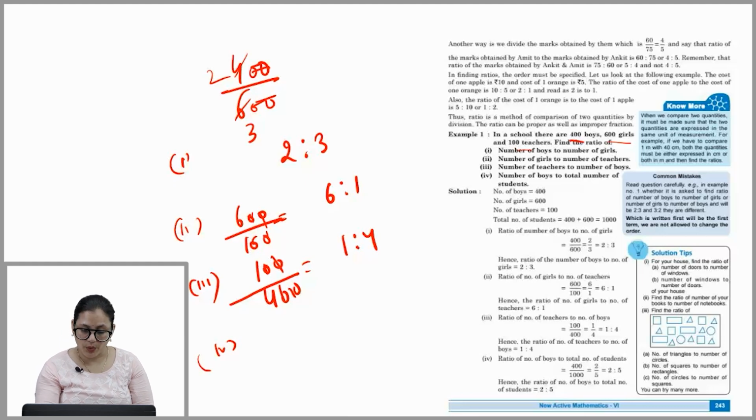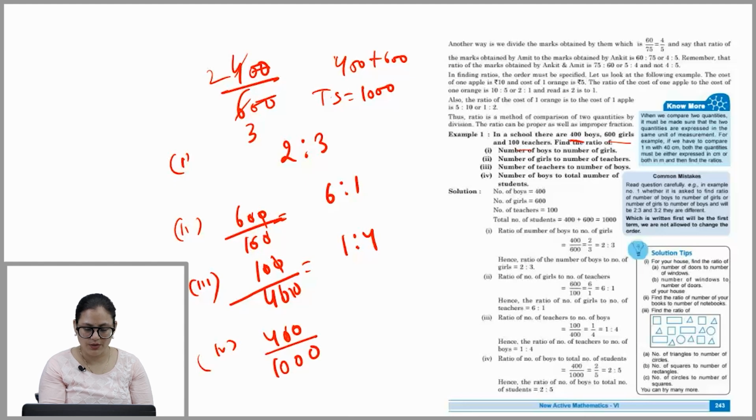Number 4 is number of boys to total number of students. How many boys are there? 400, and number of students? But wait a minute, number of students is not given. Then what will you do? Actually, number of students is equal to number of boys plus number of girls. So number of boys 400, number of girls 600. So total students is equal to 1000, right? So 400 upon 1000. Two zeros go, then 2 ones are 2, 2 twos are 4, 2 fives are 10. And the ratio is 2 is to 5.